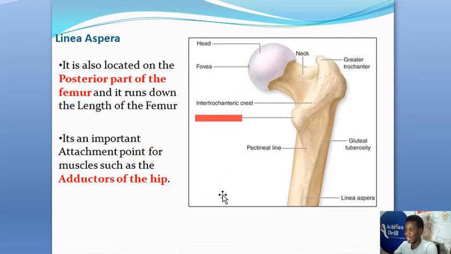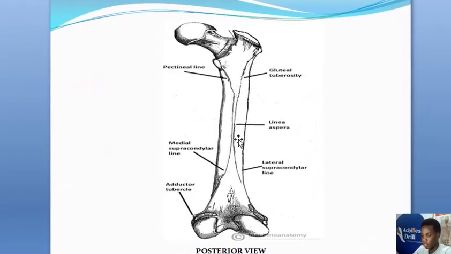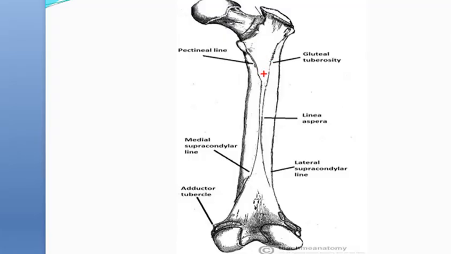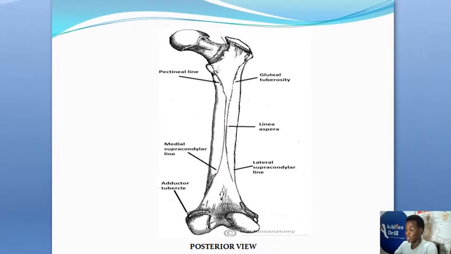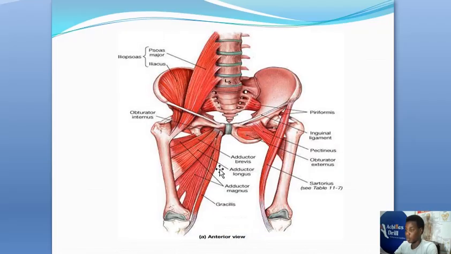Finally, we have the linea aspera. The linea aspera is also located on the posterior part of the femur, and it runs down the length of the femur. Look at the linea aspera right there going downward. There is a better picture here. Look at the linea aspera from the level of the gluteal tuberosity. It continues downward. It's a very important attachment point for the adductors of the hip joint. The adductors of the hip joint attach to the linea aspera. Even the quadriceps muscles as well, specifically the vastus medialis, lateralis, and intermedius, also have attachment with the linea aspera. Okay, so that's that about that.